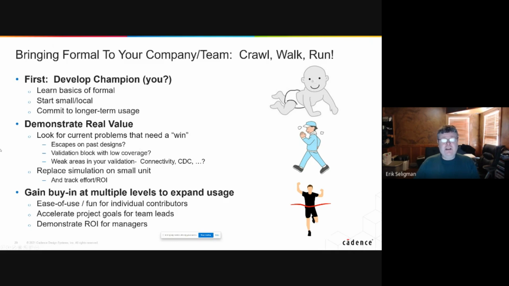Then once you've demonstrated the power of formal, you really want to try to gain buy-in from your whole team. So, from your fellow individual contributors, tell them how much easier to use and fun it is to do formal rather than simulation. Of course, tell your team leads how this will accelerate project goals, and try to demonstrate return on investment. So show how much time you spend on formal versus the number and quality of bugs you find, and you'll probably find formal comes out really well there.